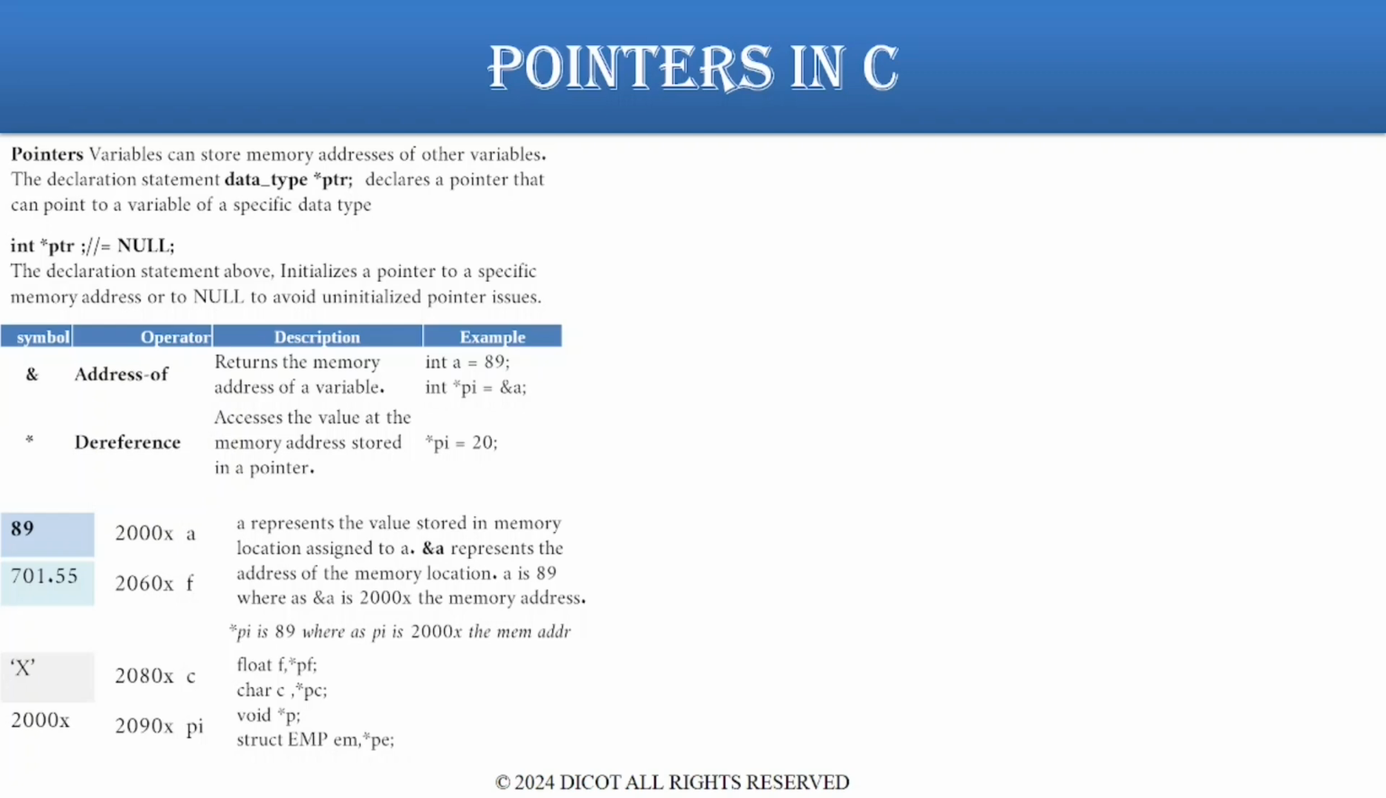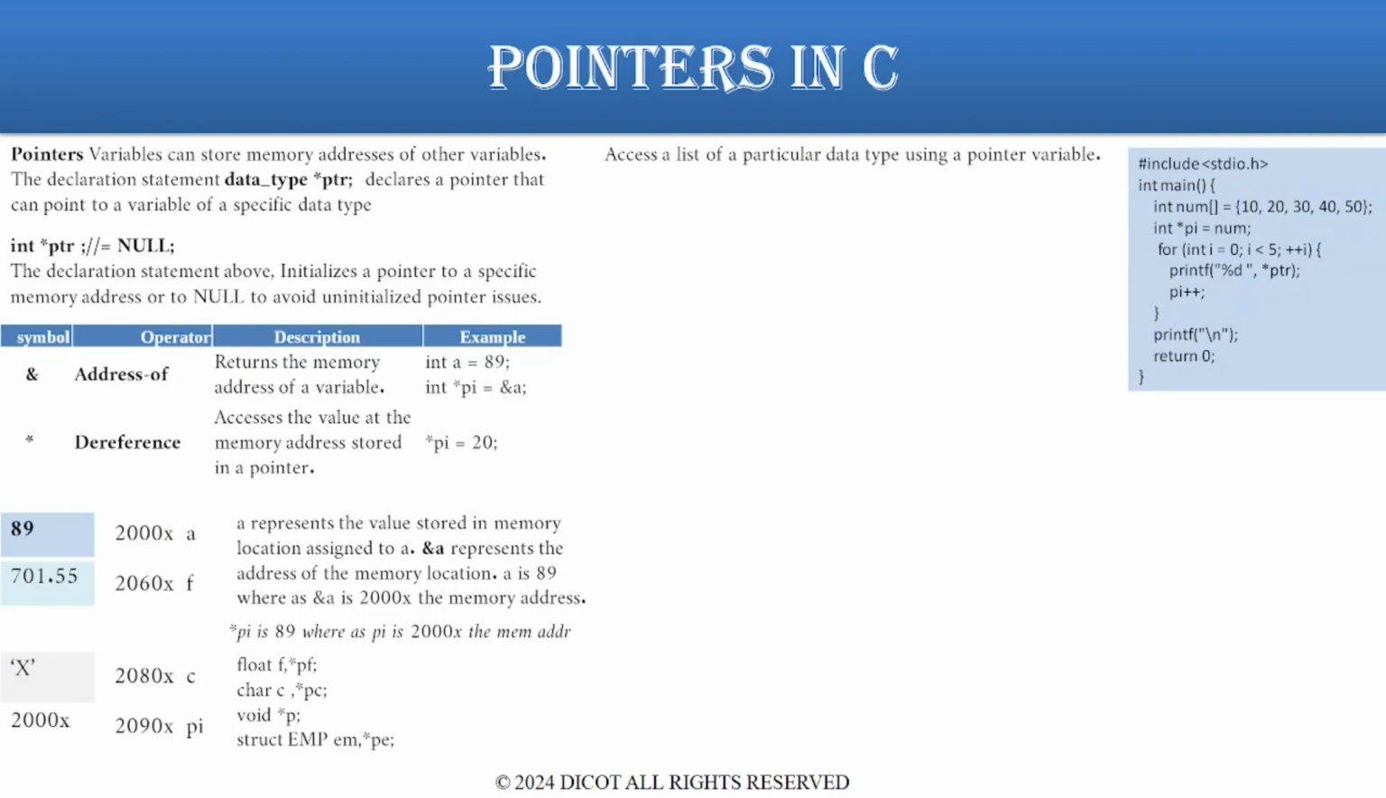Now let's try to access a list of a particular data type using a pointer variable. Let's access an array of integers using a pointer. In this example, num is an array of integers initialized with values 10, 20, 30, 40, and 50. Pi is a pointer to an integer and has been initialized with the base address of the integer array num. Initially, Pi points to the first element of the array, which could be accessed using star pi. To access the next element, increment Pi so that it points to the next element.